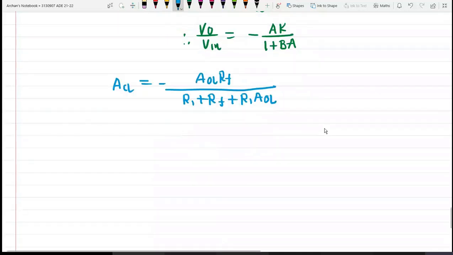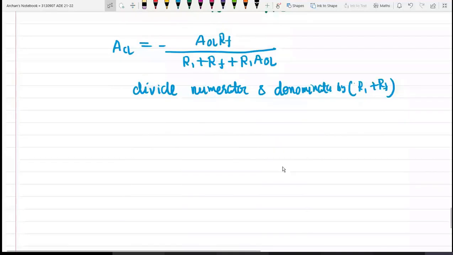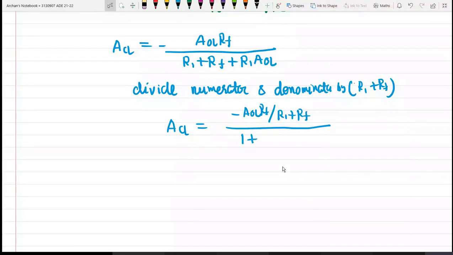And what we will do, we will divide numerator and denominator by R1 plus RF. So the closed loop gain will now be equal to minus AOL times RF by R1 plus RF, upon 1 plus R1 times AOL divided by R1 plus RF.